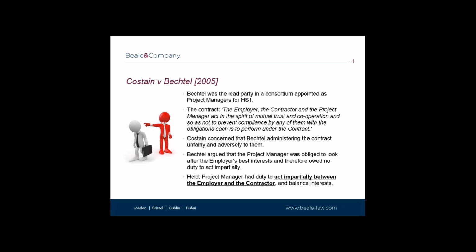Now just to have a look briefly at some of the case law, and firstly the case in relation to Costain and Bechtel.